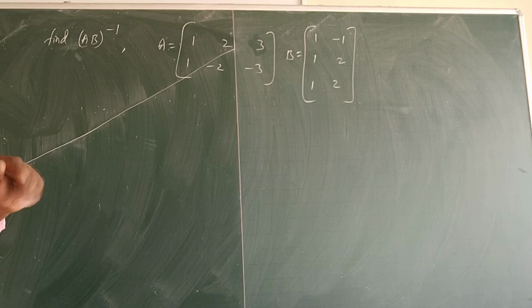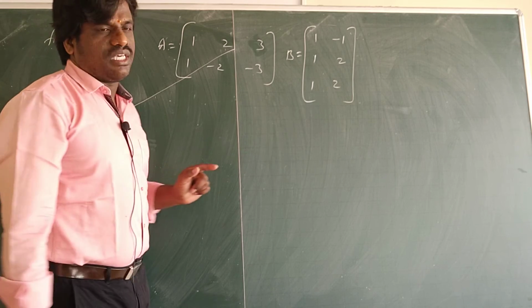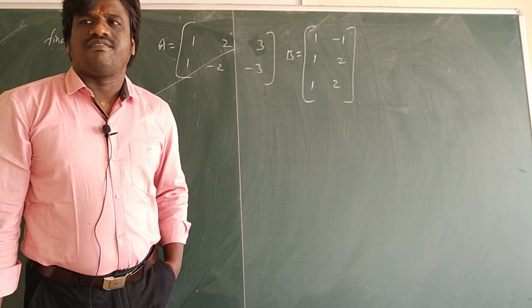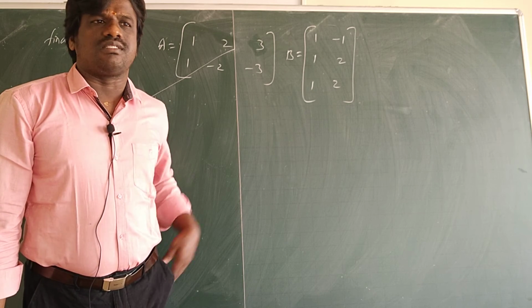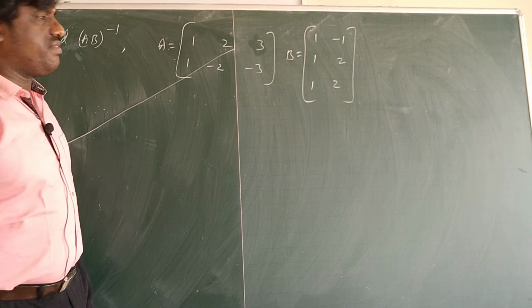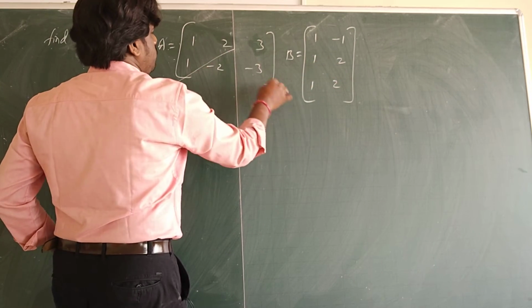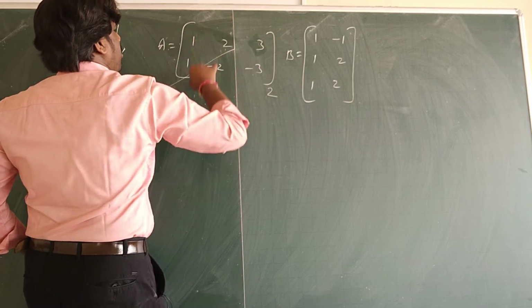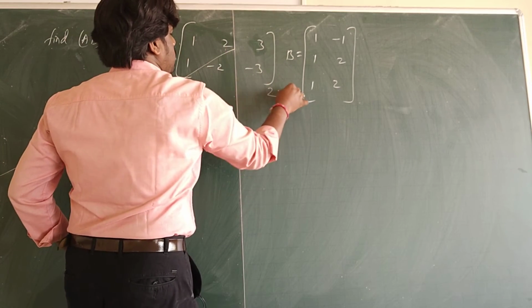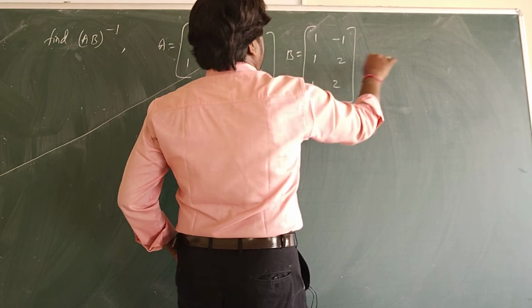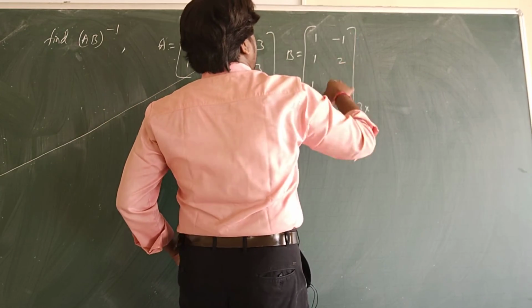Listen carefully, you see here. You have to see first the order of the matrix. What is the order of this matrix? How many rows do you have? 2 rows. How many columns do you have? 3. So this is a 2 by 3 matrix. For the other matrix, how many rows do you have? 3. How many columns? 2.